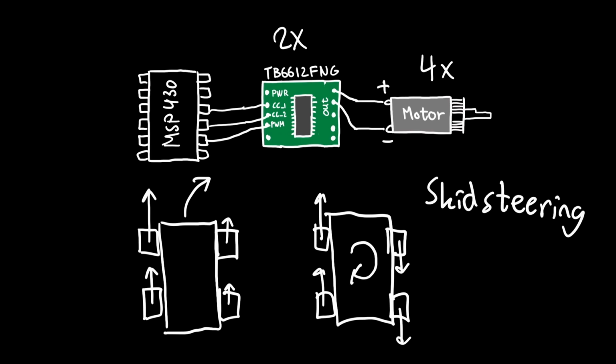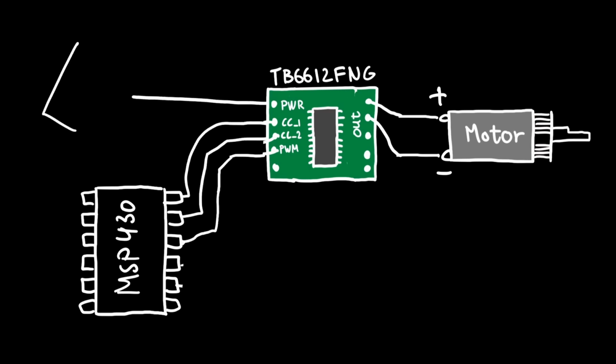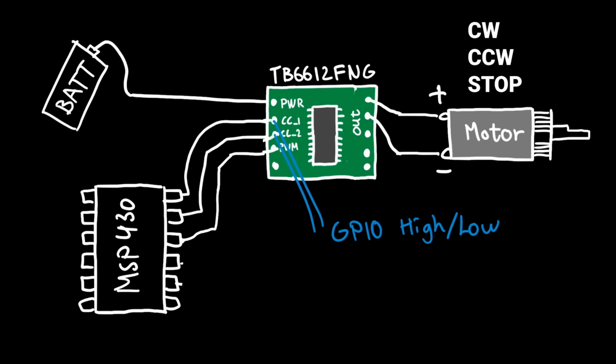These motor drivers essentially take 4 inputs, one that connects to the power supply, a battery in this case, and 3 that connect to the microcontroller. 2 of which control the drive direction, whether the motors are rotating clockwise, counterclockwise, or are stopped. These are just digital, low and high, and then the third one controls the speed via pulse width modulation, PWM.